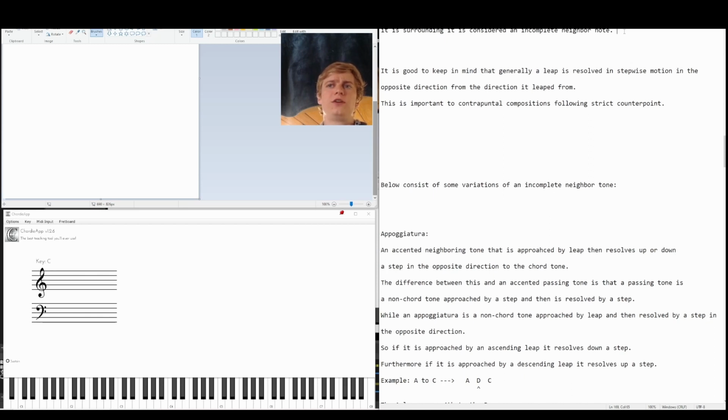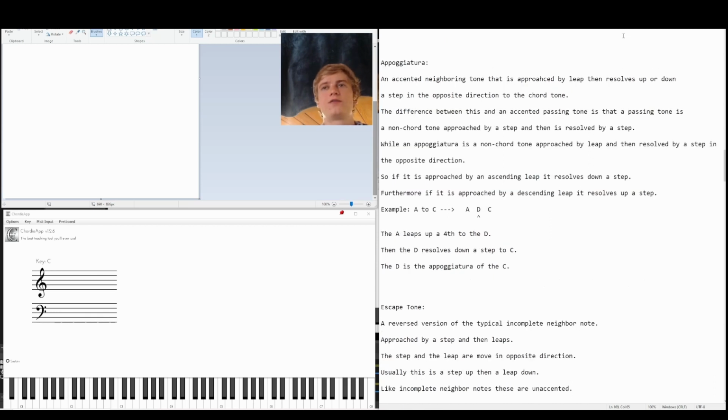Below consist of some variations of an incomplete neighboring tone. First, we have the appoggiatura. This is an accented neighboring tone that is approached by a leap and then resolved up or down a step in the opposite direction to the chord tone. The difference between this and an accented passing tone is that a passing tone is a non-chord tone approached by a step and then is resolved by a step, while an appoggiatura is a non-chord tone that is approached by a leap and then resolved by a step in the opposite direction. So if it is approached by an ascending leap, it resolves down a step. Furthermore, if it is approached by a descending leap, it resolves up a step.